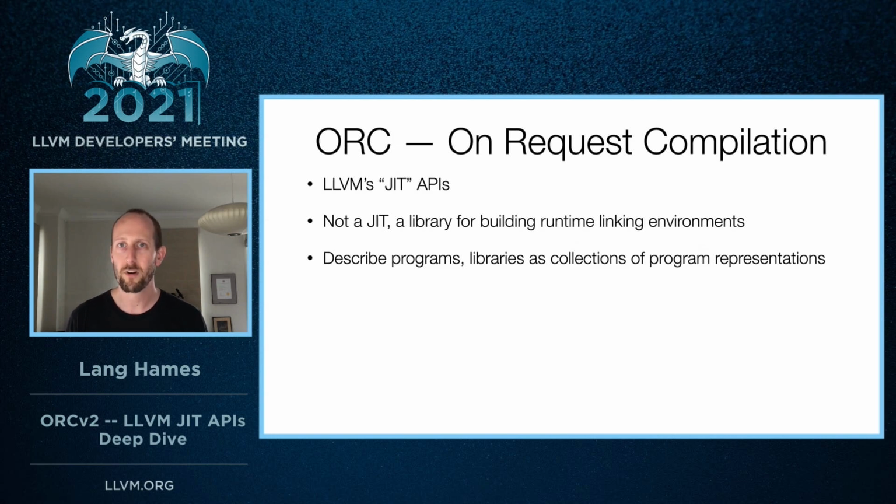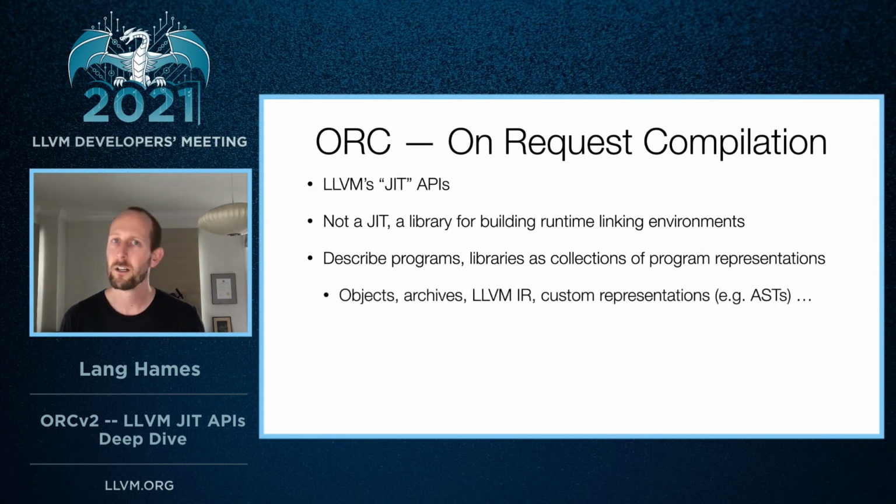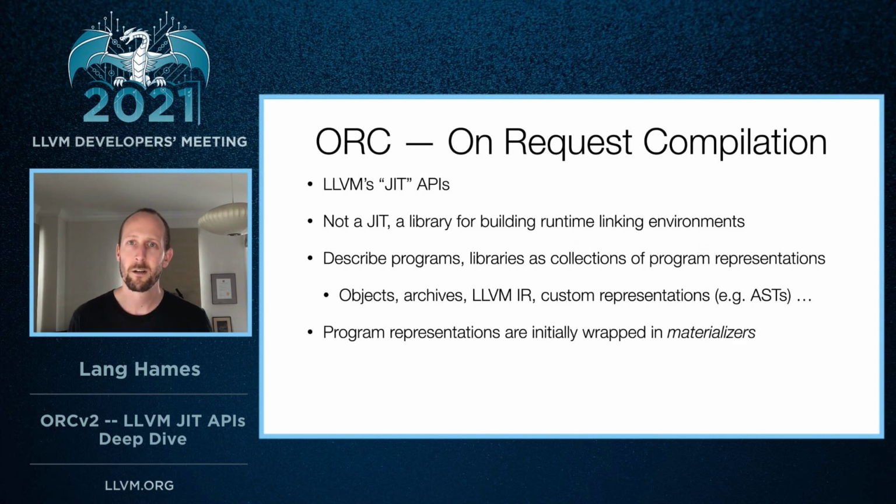In ORC, you can describe programs and libraries as collections of program representations. And unlike regular builds, you don't have to have compiled those program representations up front. So you can add objects and archives to an ORC program, but you can also add uncompiled LLVM IR or even custom program representations like ASTs. Whatever program representation you're adding, you always initially wrap that representation in a materializer. And a materializer is just something that ORC can call to generate the definitions of the contained program representations on request.